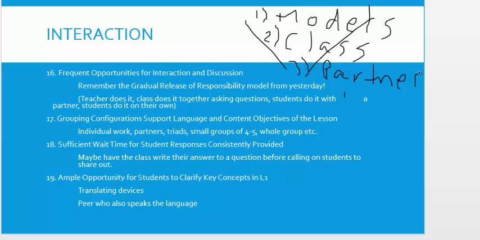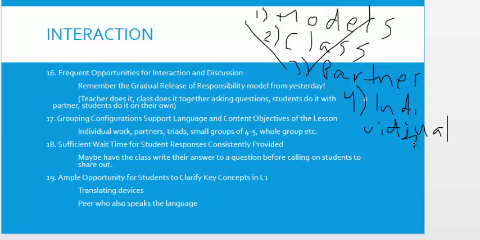And finally, number 4, they do not do the task individually until all those first 3 have been done. Okay? I think I just spelled individual wrong, sorry. So you're gradually releasing your own responsibility to the students. So the teacher does it, the class does it together asking questions, the students do it with a partner, and then they do it on their own.